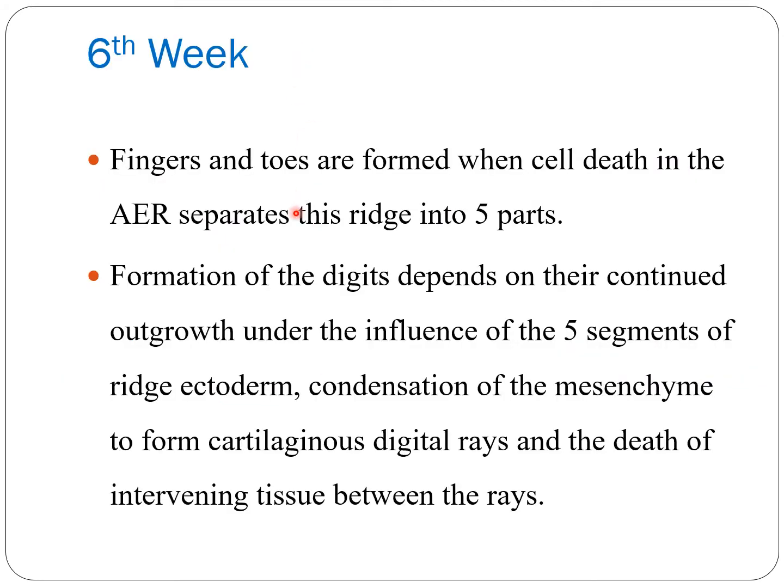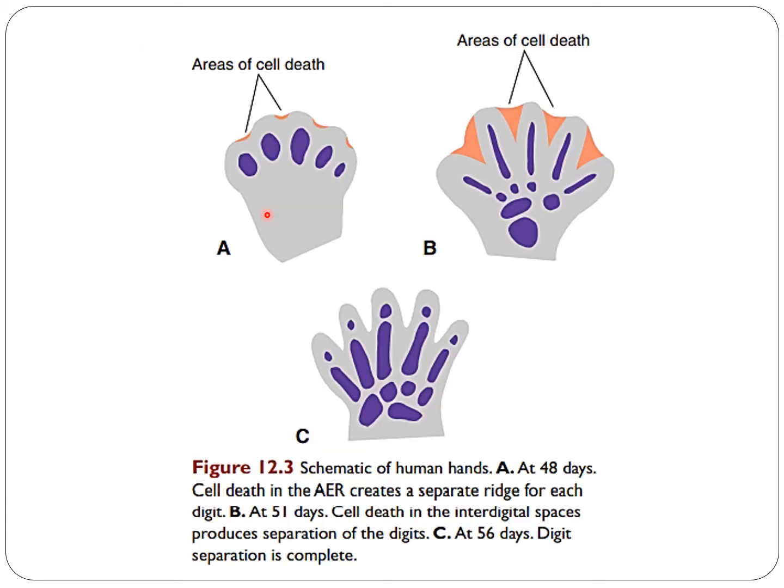So the fingers and the toes are formed when the cell death in the apical ectodermal ridge separates this ridge into 5 parts. The formation of the digits depends on their continued outgrowth under the influence of these five segments of apical ectoderm, condensation of mesenchyme to form cartilaginous digit spaces, and death of the intervening tissue between the digits. How is this happening? That we will see now.